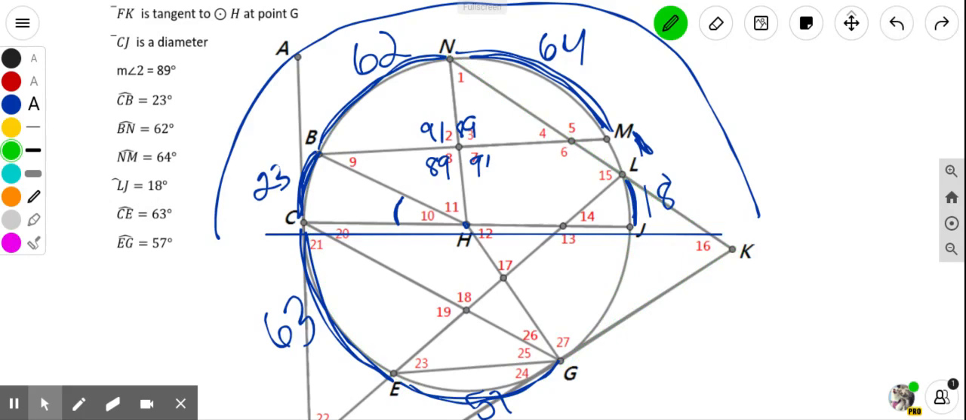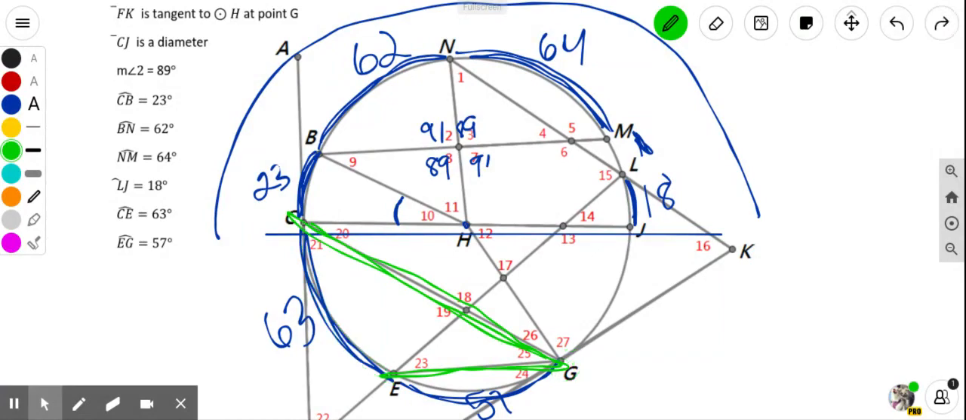So like 25. 25 is an inscribed angle because its vertex is on the circle. So 25 is going to be half of this arc because it's an inscribed angle. And then from there, you can find other things.